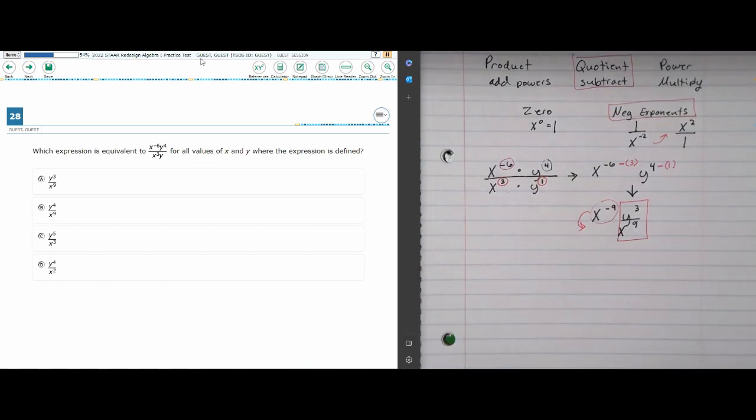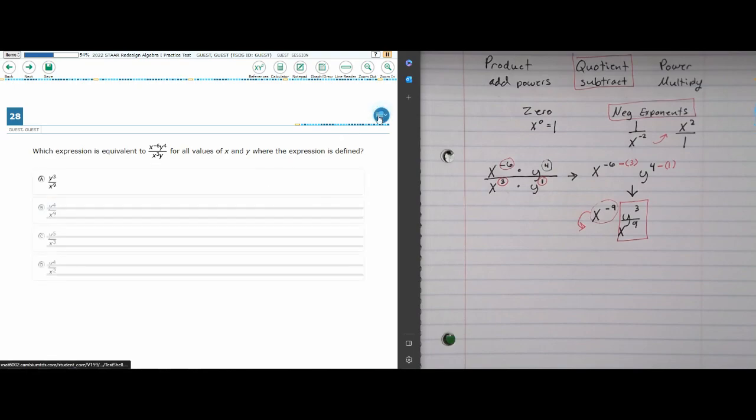So let's go ahead and start ruling some answers out. I got y to the third, x to the ninth. So this is to the fourth and the second. Let's see, C says to the fifth and the third. This is the fourth and the ninth. So the correct answer is A, which is x to the third. Well, I'm sorry, y to the third and x to the ninth power.